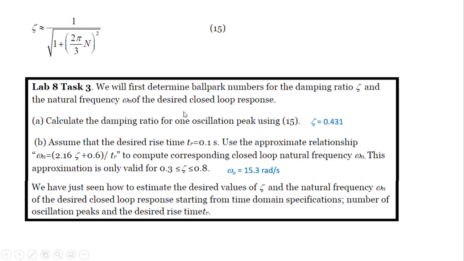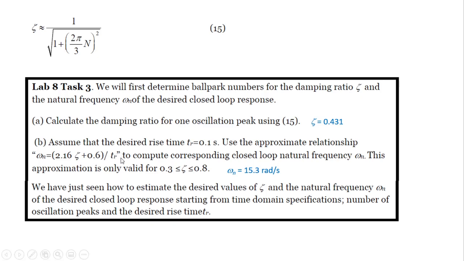So the initial criteria will be given in terms of something like a rise time, settling time, or how many oscillations before it settles down. What else? The MP, the percent overshoot, right? So here it's given in terms of rise time and one oscillation before it settles down. So if you want the rise time to be 0.1, we're going to use this equation given right there.